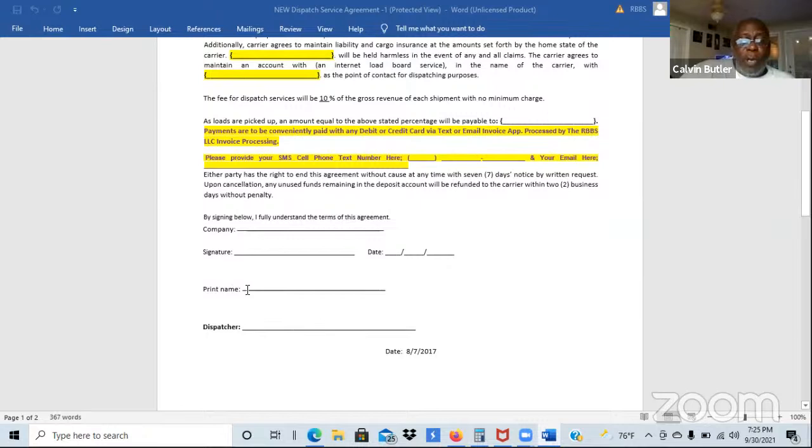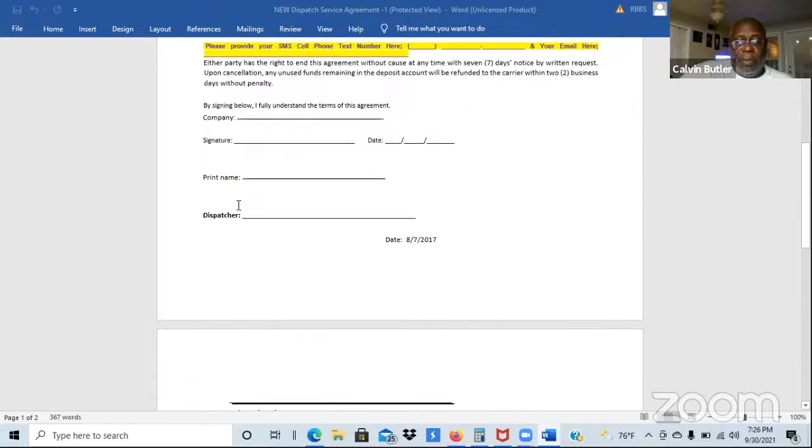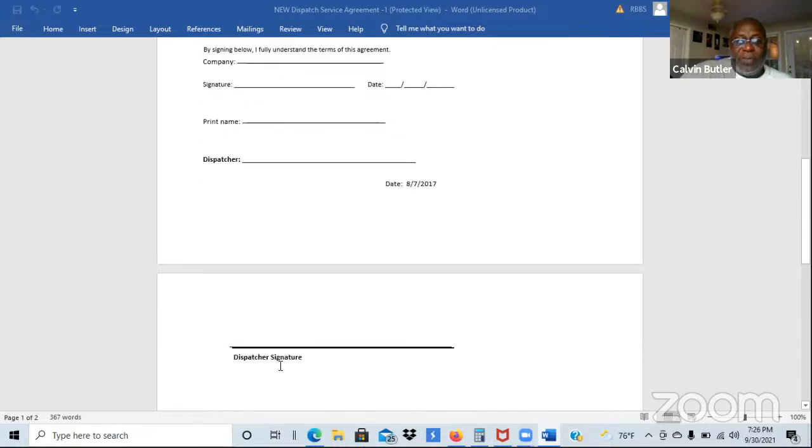Come down here, and you are going to put your company name here, print name and dispatcher, or print your personal name, and then you put your name, your dispatch firm, okay? And then you're gonna put your dispatcher's signature. You're gonna put the signature right there.